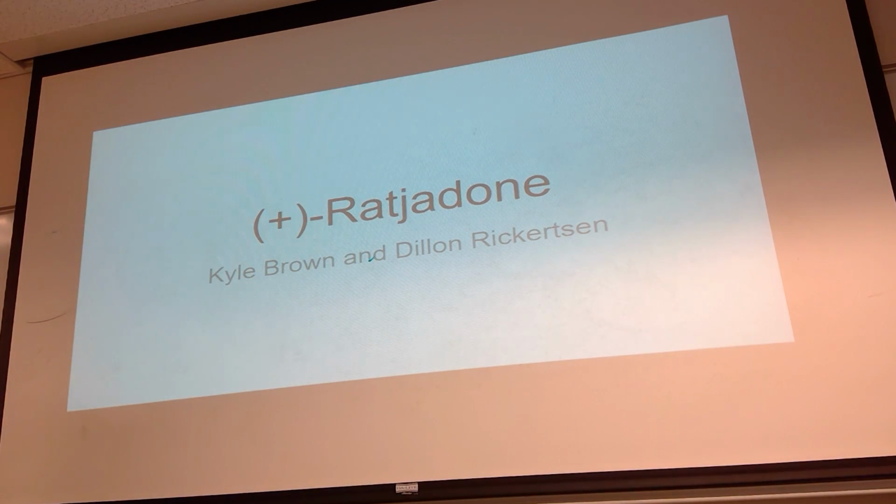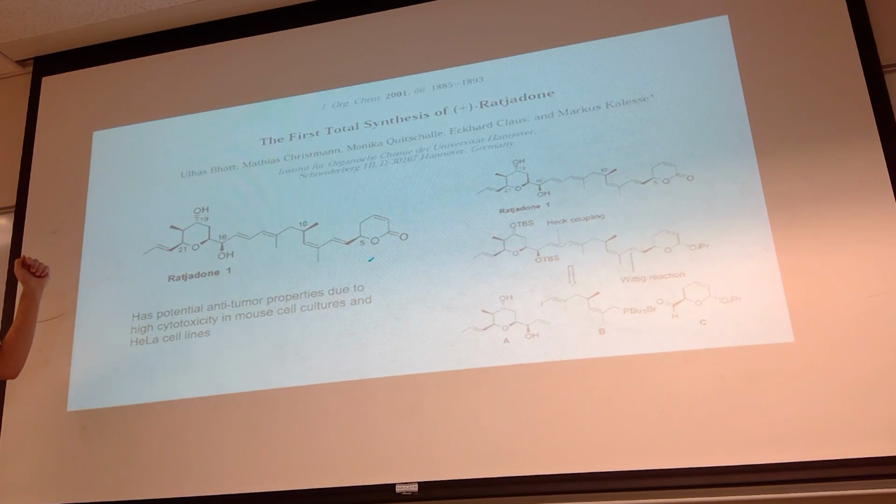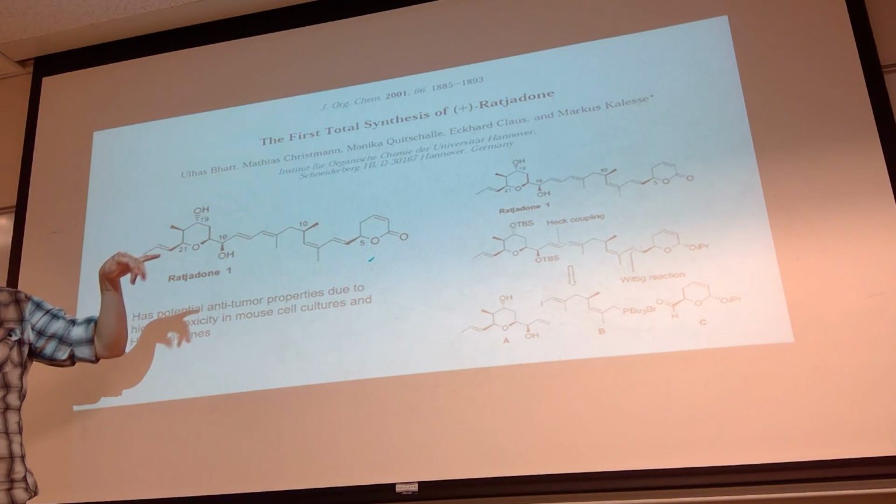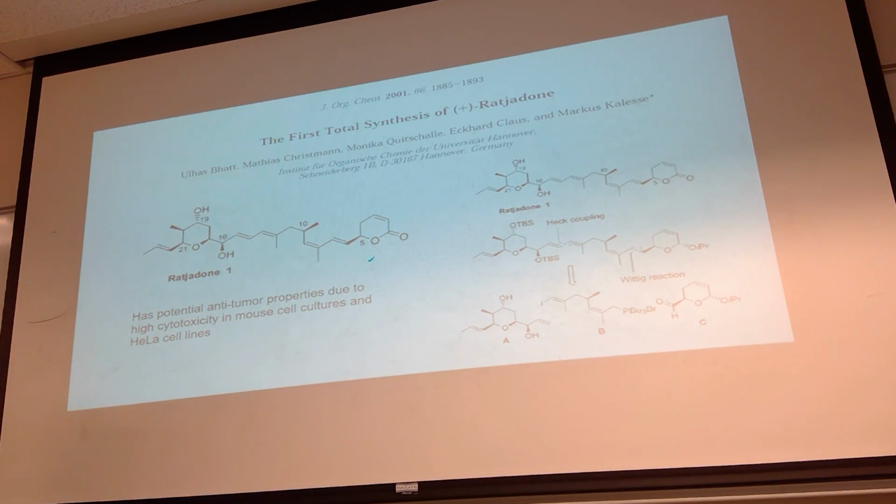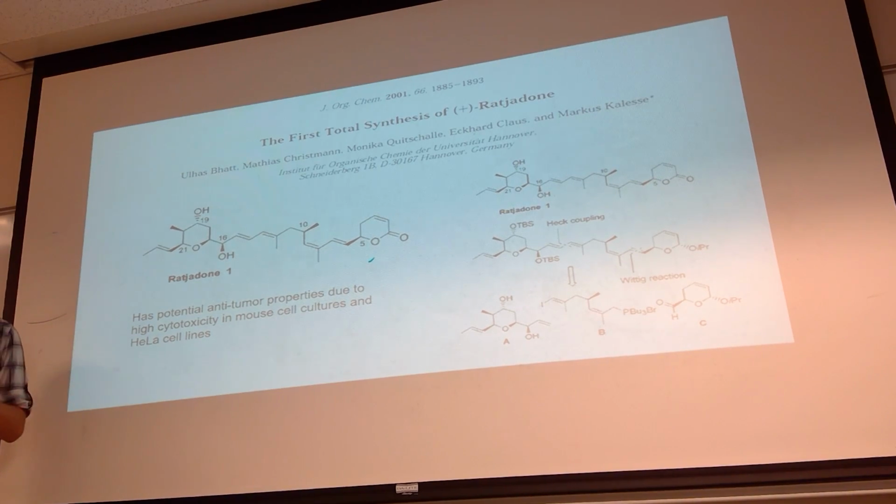I'm Kyle Brown. And I'm Dylan Richardson, and we did the synthesis of plusrachidone. The first total synthesis of plusrachidone was done by the University of Hannover in Germany. The paper was published in 2001. This compound has potential anti-tumor properties due to its high cytotoxicity in mouse cell cultures and HeLa cell lines. The paper also mentioned that it has a similar structure to other anti-tumor drugs.